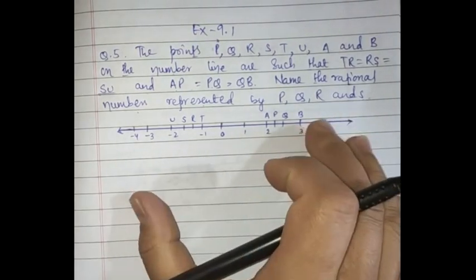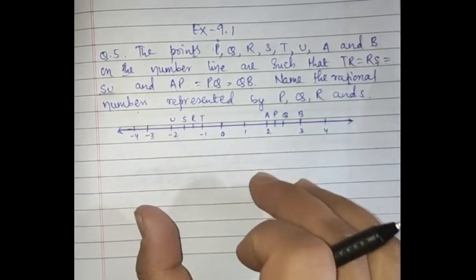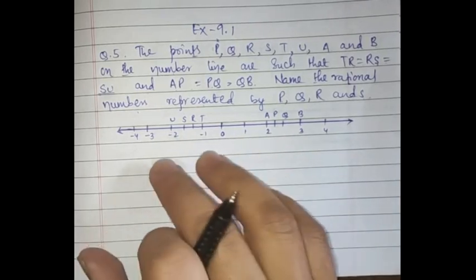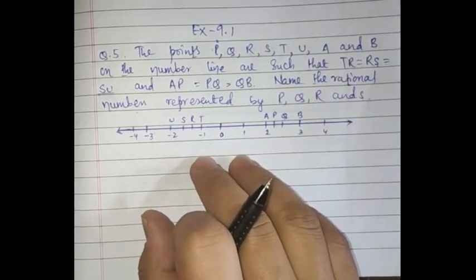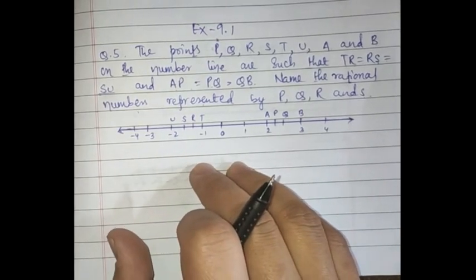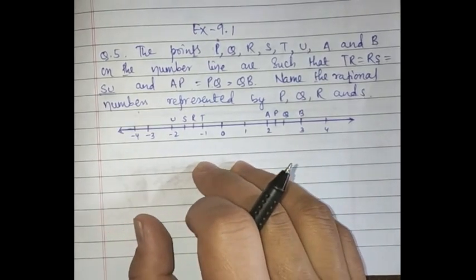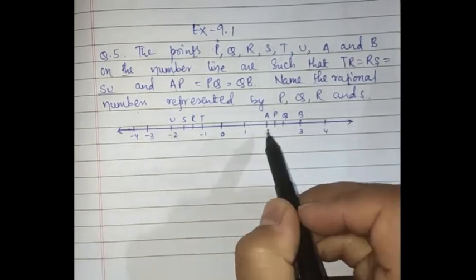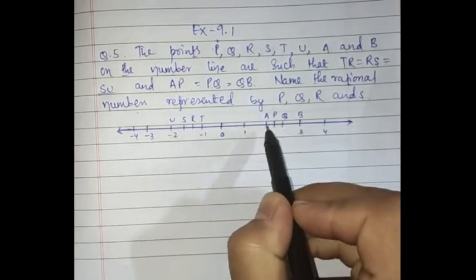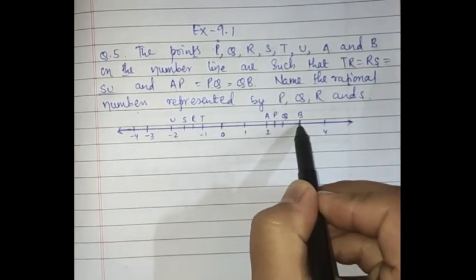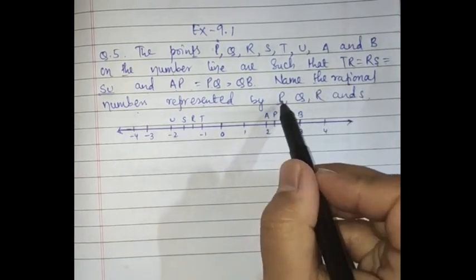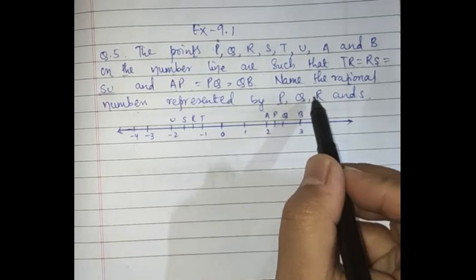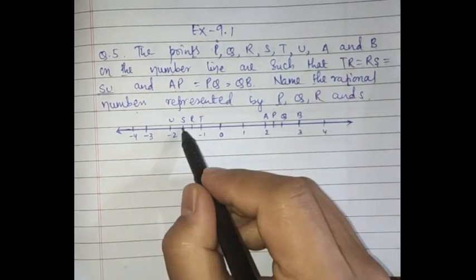So this question is quite tricky, but it is very easy and understandable. Okay, so do not miss or jump any step. Just listen to the explanation properly. Okay, so here you can see that A, P, Q, B are plotted on a number line. And from there you have to find the rational number represented by P, Q, R and S.